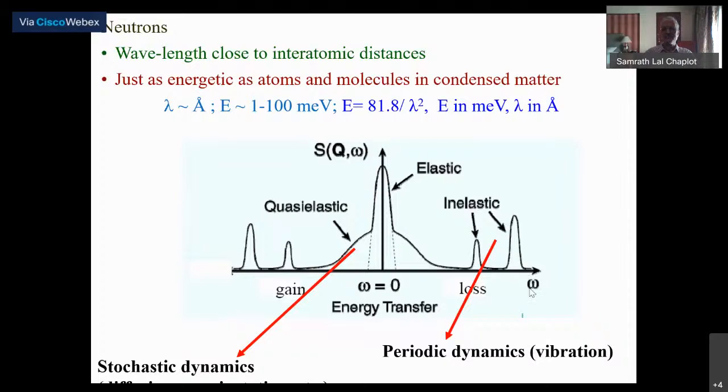At omega equal to 0, you have the elastic scattering broadened by the resolution of the instrument. Inelastic scattering occurs at finite energies in energy loss mode or energy gain mode for the neutrons, which can occur at any energy. And the stochastic dynamics occurs around zero energy transfer, which has a Lorentzian-like distribution. It could be something different also, but most of the time it's Lorentzian.